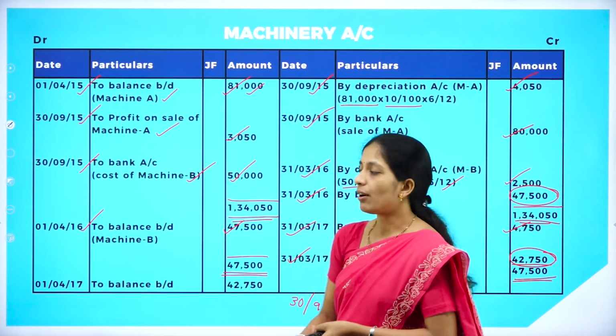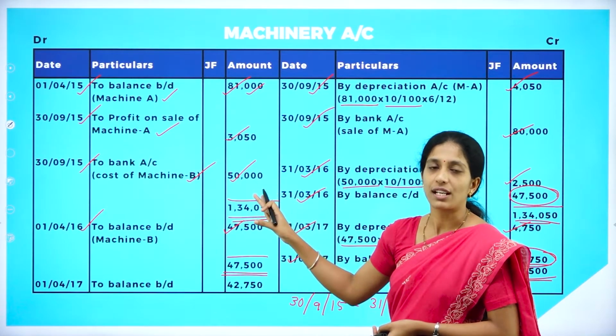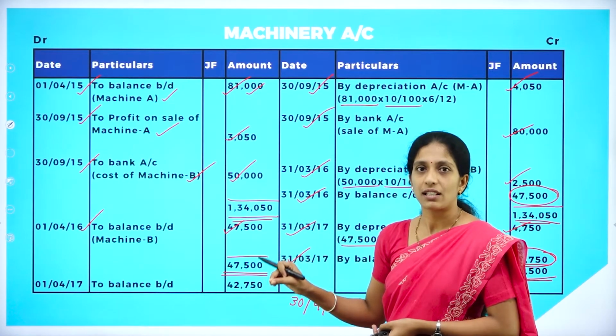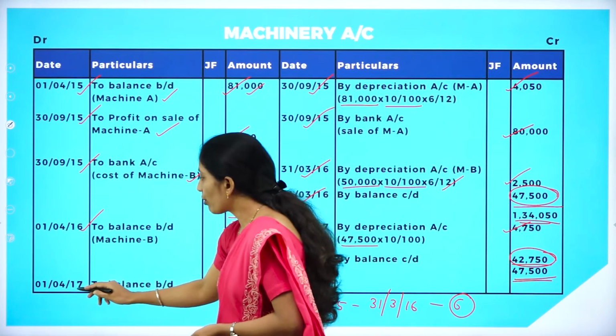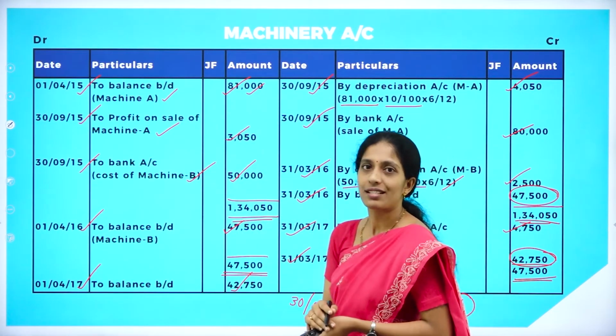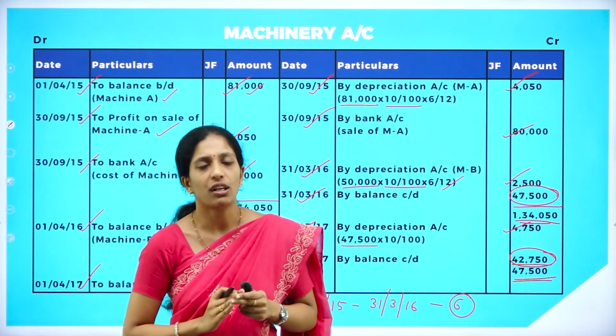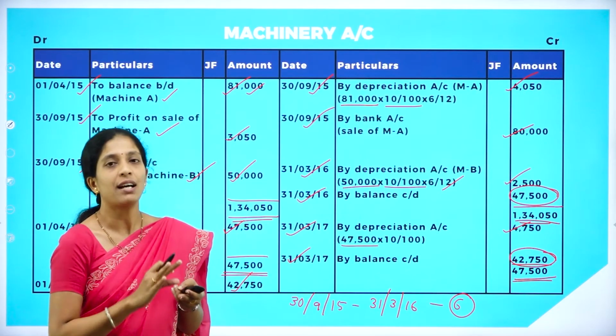42,750. Now how to wind up? I have already told you. If they have asked for 4 years, we have to bring down the balance in the 5th year and wind up our machinery account. So 1/4/2017, to balance brought down 42,750. So this is how we are going to prepare the machinery account.